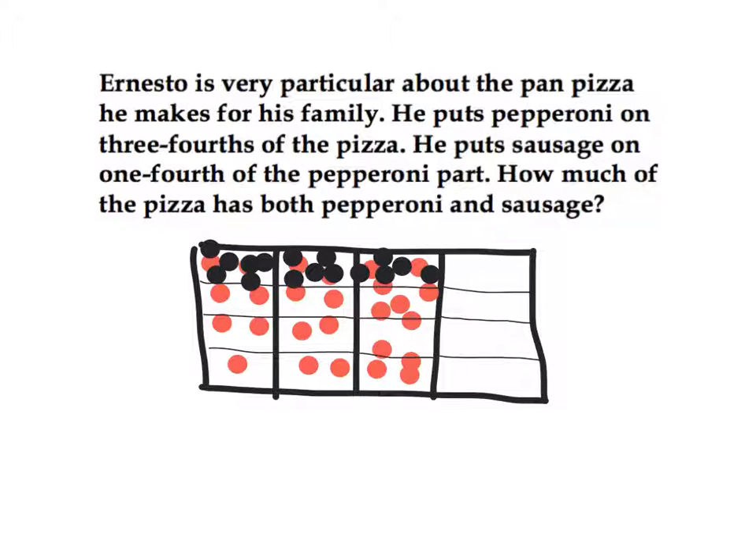So in our problem, we have the 3/4 that we started with, and we're multiplying it by the 1/4 that he's putting on the sausage. And now when we look, we have 3 pieces that have both pepperoni and sausage out of 16 total pieces of pizza.